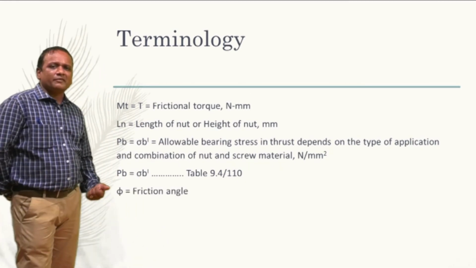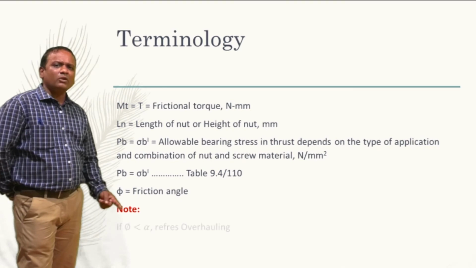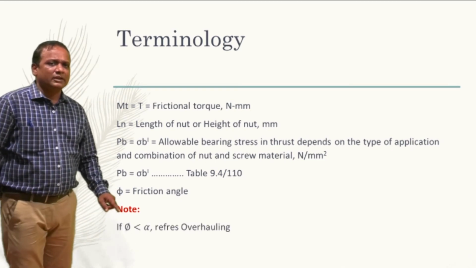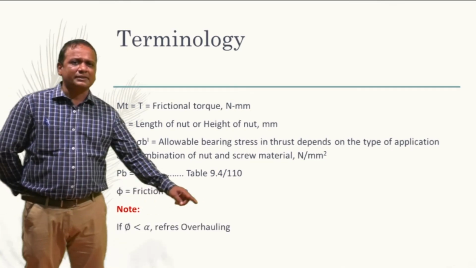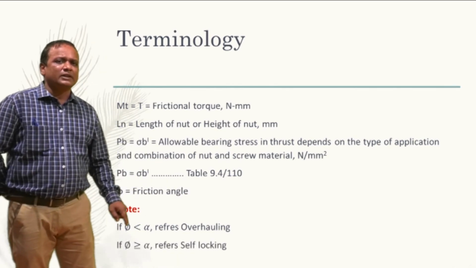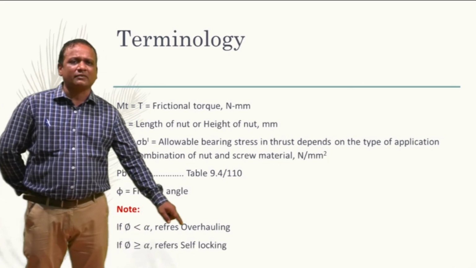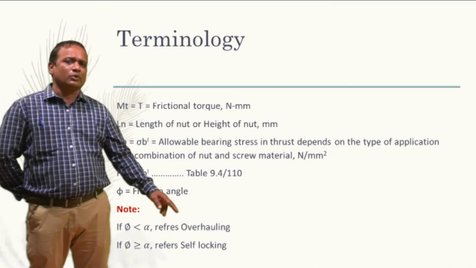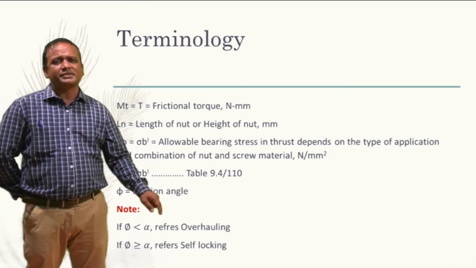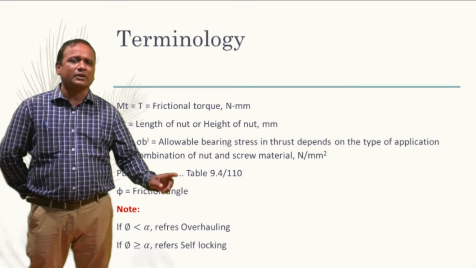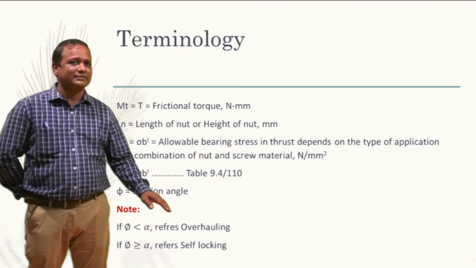Next, phi would be the friction angle. Then note one very important thing: if phi is less than alpha, it reflects overhauling, and if phi is more than or equal to alpha, it reflects self-locking. Go through the video which I posted, which explains what overhauling and self-locking are. Kindly go through that in order to understand this concept.